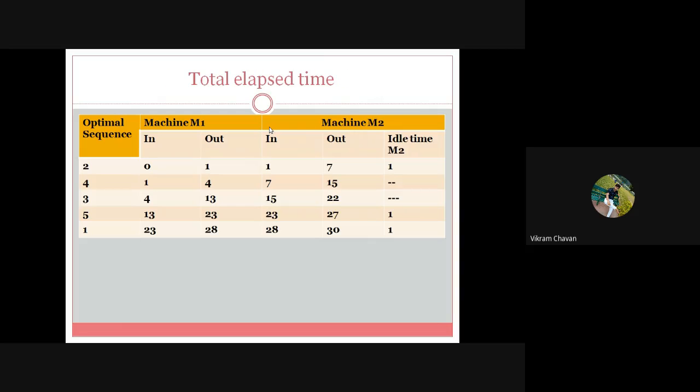Okay, so next we have found the sequence. Now we have to find out the elapsed time, total elapsed time, and idle time. For that purpose we need to find out the idle time also, and we have to provide the in and out timing to each and every machine on a time scale.